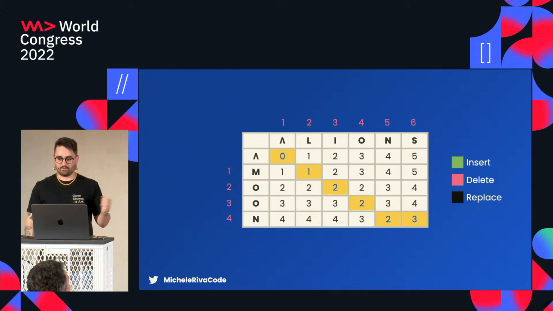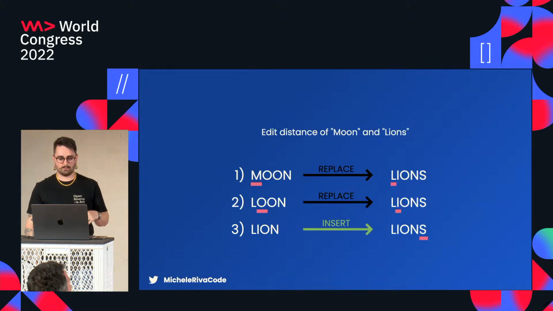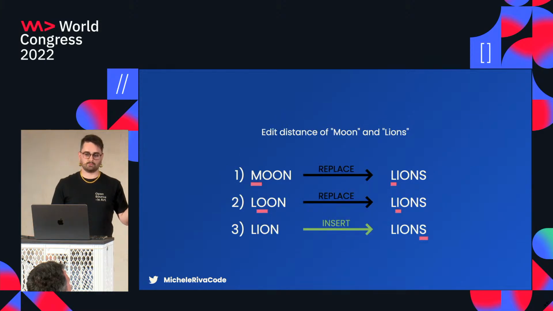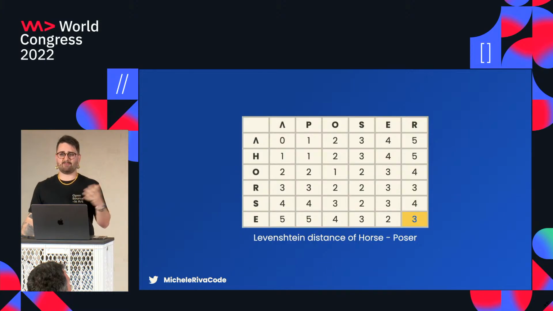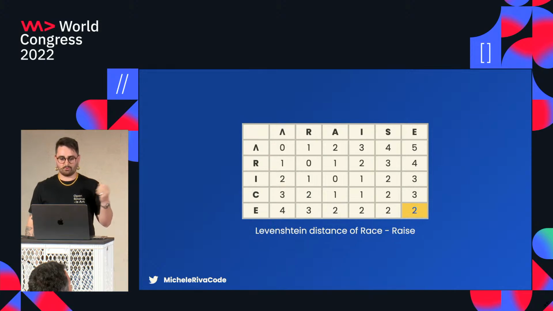So we can clearly see which operations we need to take to reach the optimal solution at this point. We replace M with L, so 2 and 1, as you can see. We replace O with I. The second O and N can remain, so no operations here. We then insert DS, and that is how you compute the edit distance using dynamic programming. You can do that with every possible word in the dictionary. So horse and poser, for example, are at a distance of 3, race and race, again, at a distance of 2.